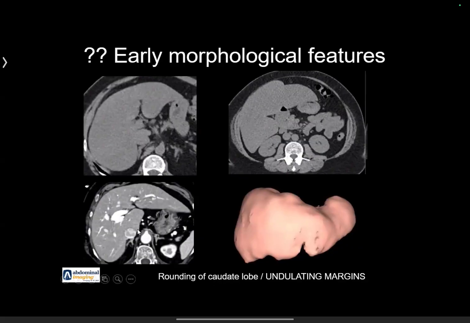If you see this axial image of these two patients, you can see that the liver surface is smooth. But then you can make out that an abnormality is there. And when I do 3D, I can easily say that this liver has an abnormal shape. The margins become undulating, and the caudate lobe starts enlarging.